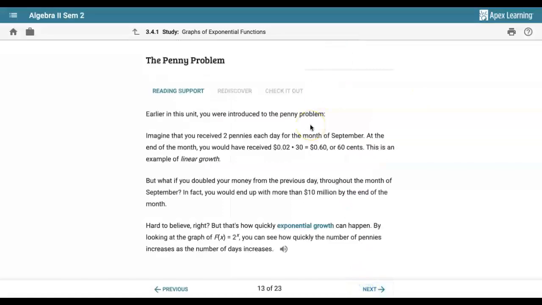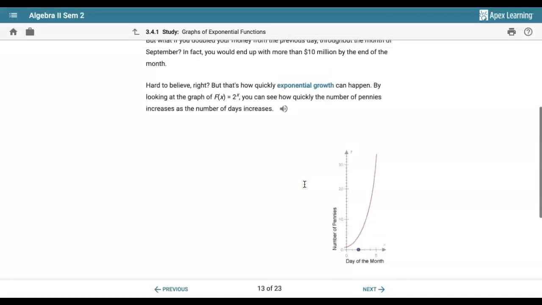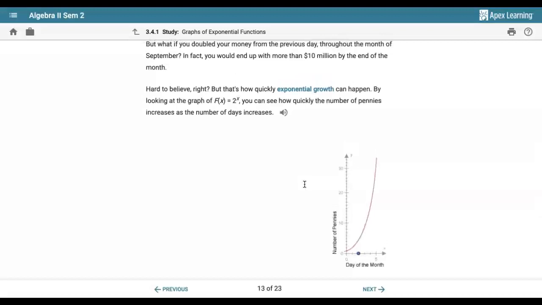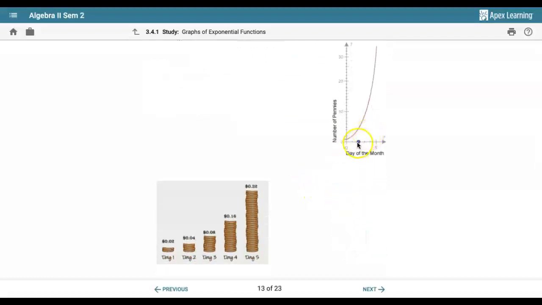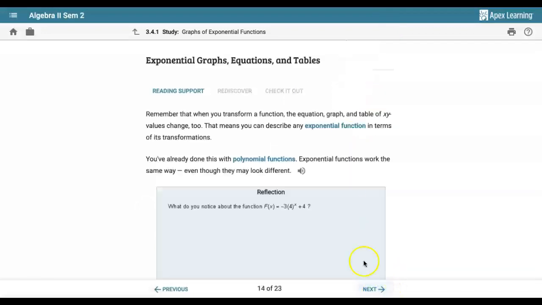Okay, so moving forward, back to the penny problem. Again, we were able to figure out that if we doubled a penny every day for a month, it would end up being about $10 million by the end of the month. The reason is the exponential growth that happens really, really quickly. This is showing you the same thing: day 1, day 2, day 3, day 5. Same thing graphically here, your money goes up and up very rapidly when we raise to exponents.